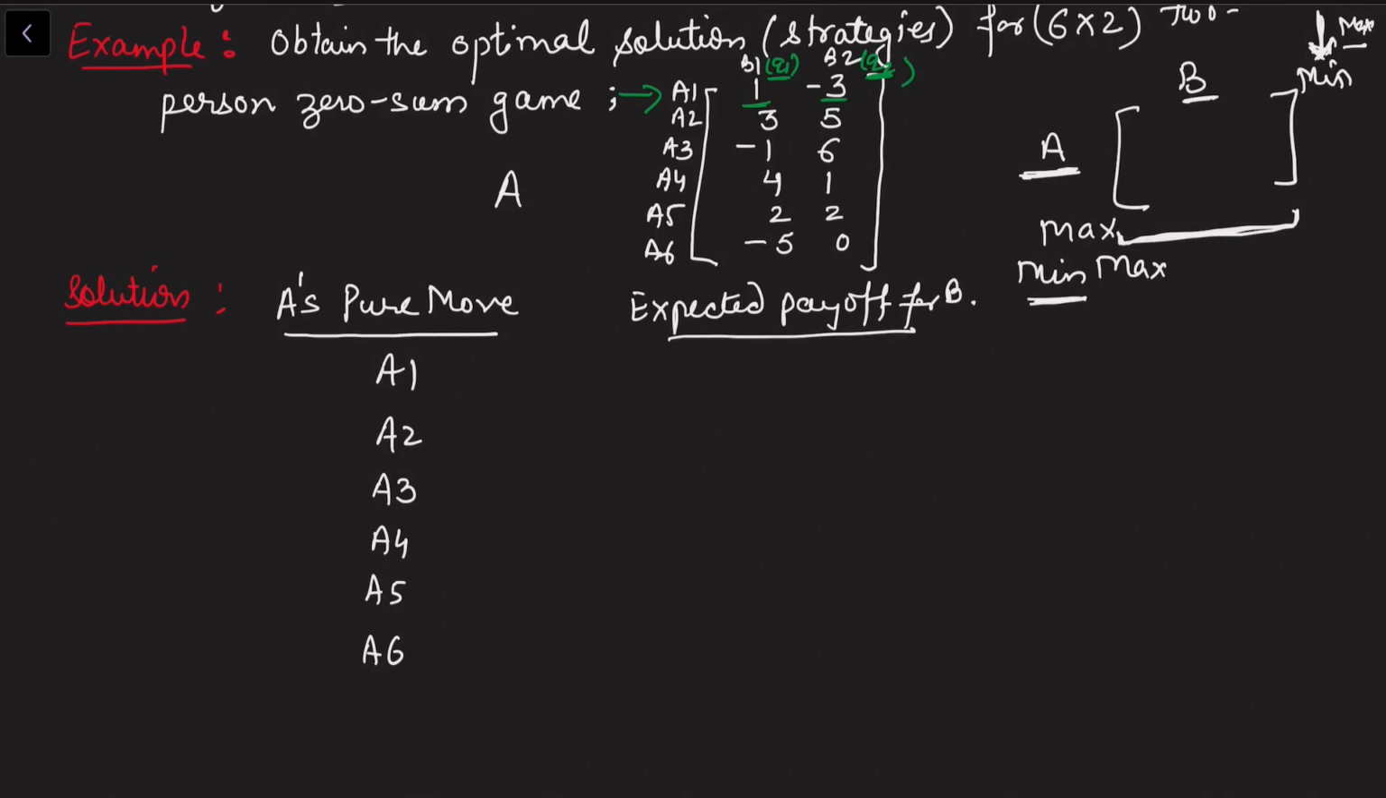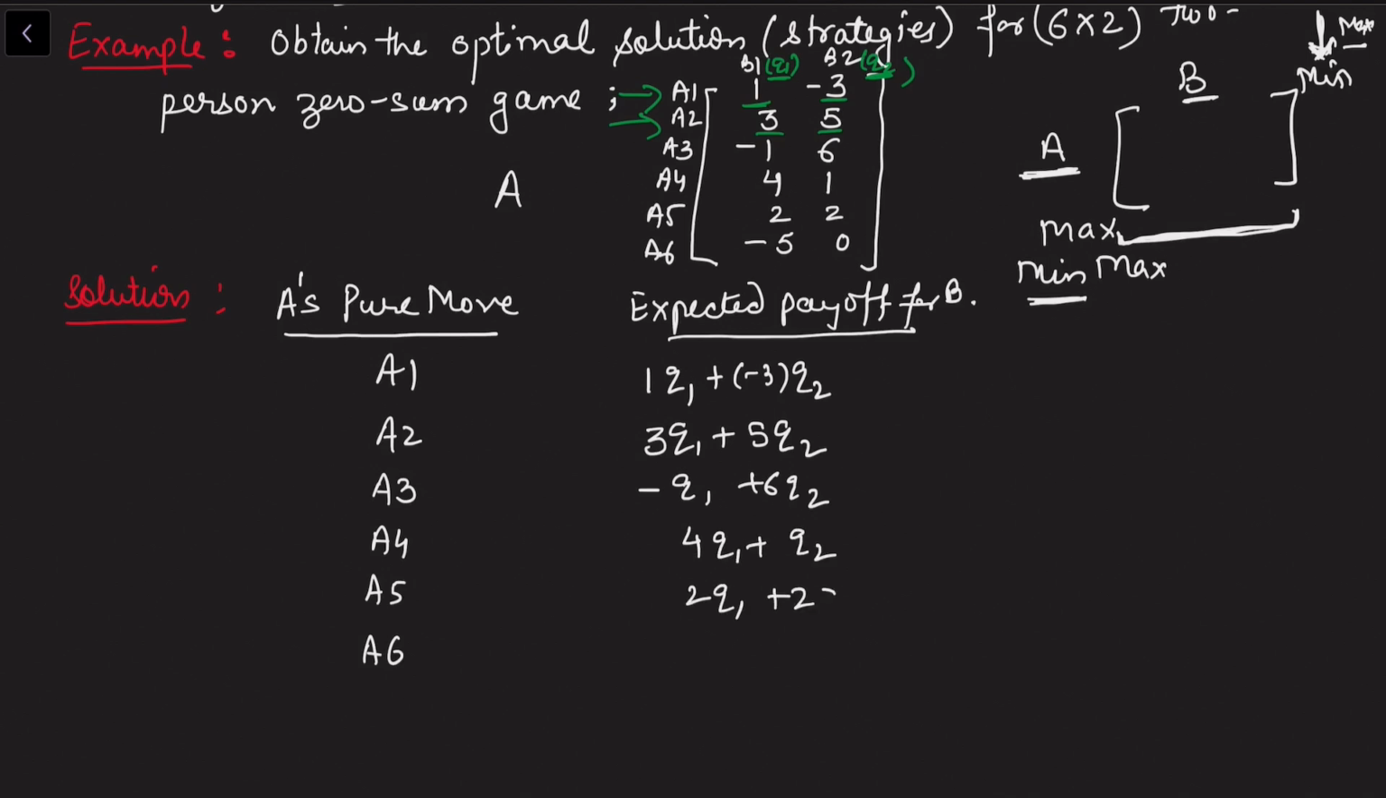So let us write this one. We have 1 into Q1 plus minus 3 into Q2. Similarly, the next one comes 3 into Q1 plus 5 into Q2. So keep on reading from the probabilities point of view, and A3 comes with minus Q1 plus 6 Q2. Then 4 Q1 plus Q2. Then 2 Q1 plus 2 Q2. And then we got minus Q1 plus 0 into Q2.